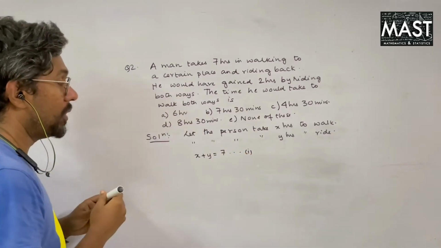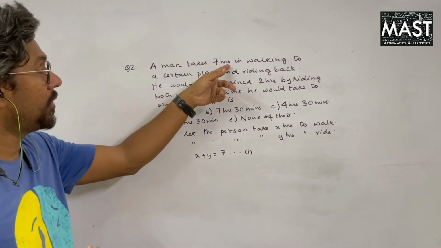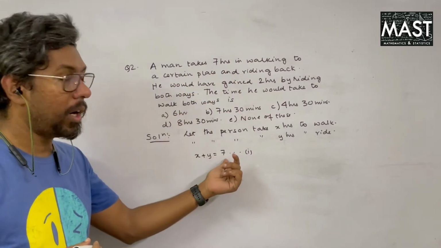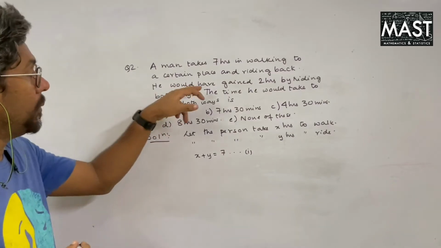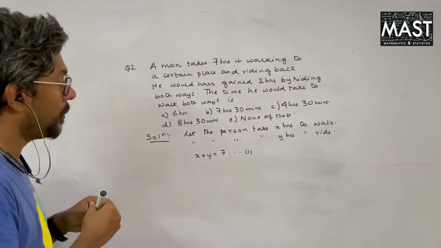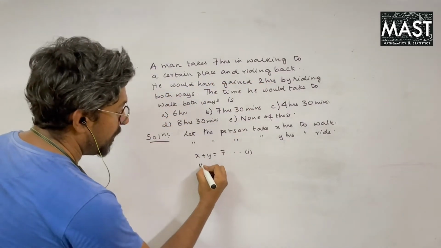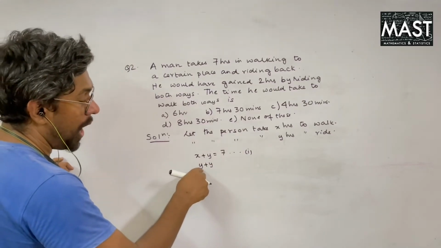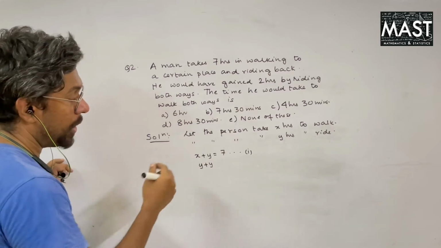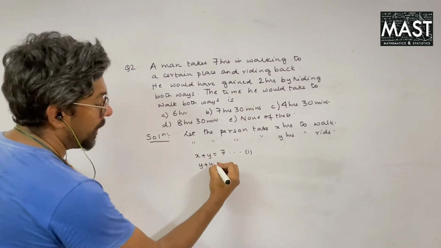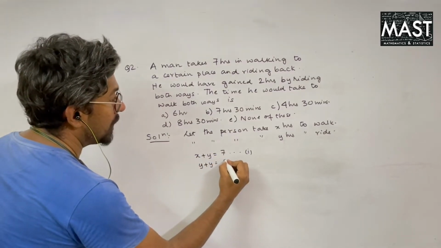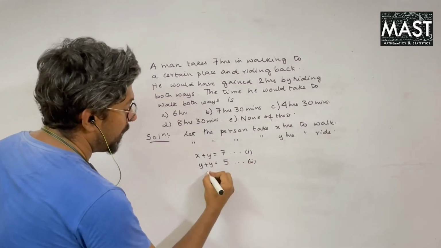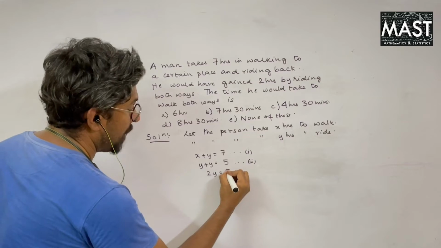So from the first condition, a man takes 7 hours in walking to a certain place and riding back, we get x plus y equals 7. He would have gained 2 hours by riding both ways. That means if he would have ridden both ways, the time would have been y while riding to that place, and y while coming back, he would have taken 2 hours less. So we would get 2y equals 5.